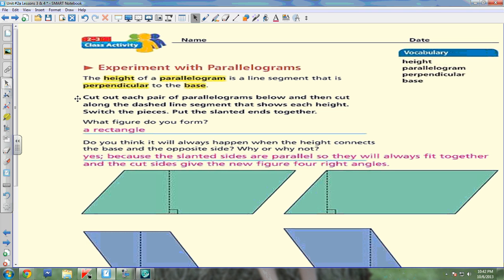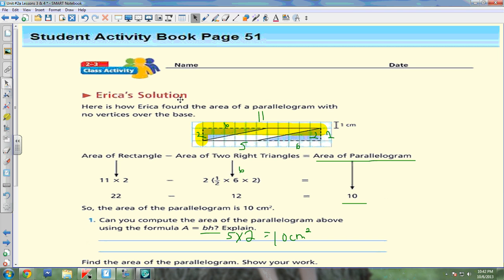Why or why not? Yes, because the slanted sides are parallel, so they will always fit together, and the cut sides give the new figure 4 right angles. Lots of vocabulary that we'll copy down for Lesson 3 and Lesson 4. But let's look at page 51 to start out with.